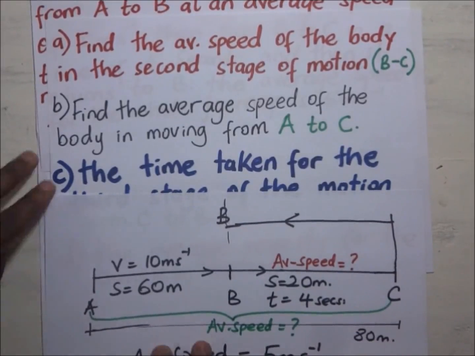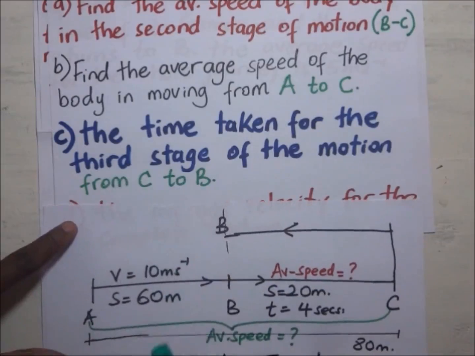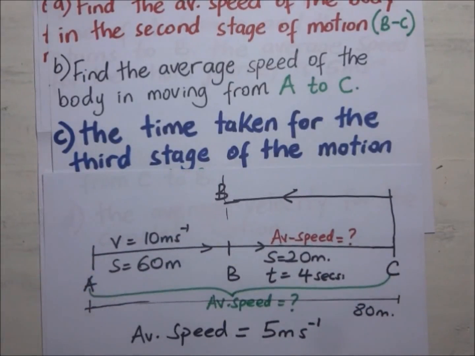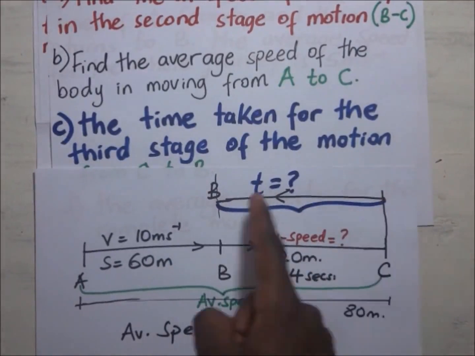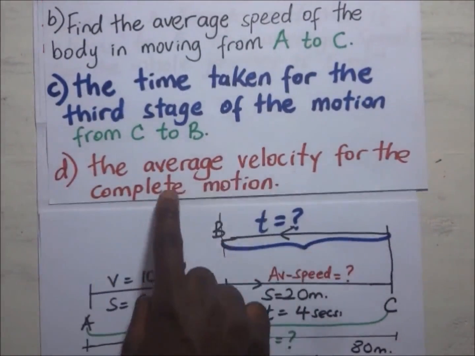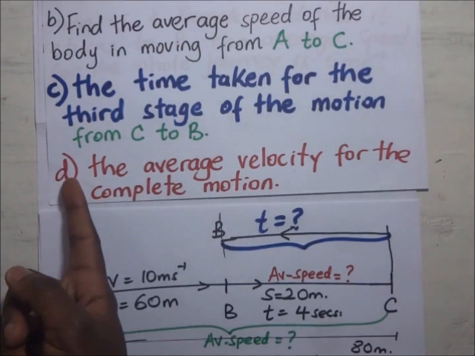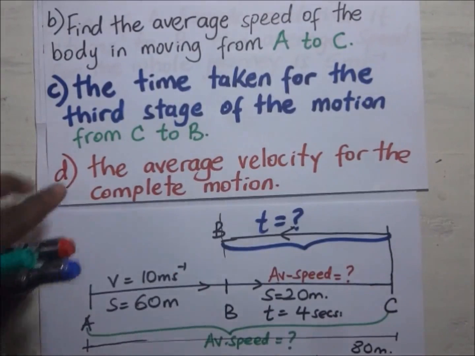Then also part C, the time taken for the third stage of the motion, that is from C to B. So what is the time taken to move for that portion of motion? We'll mark that as well. Then part D, the average velocity for the complete motion. So this is definitely what we shall do at the very end. So now let's get started with part A.